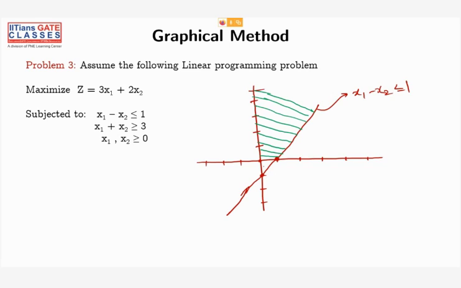And I am not shading in this region because this belongs to the fourth quadrant. If you shade in the fourth quadrant, your x2 point will be negative, which is not true, because it will go against your non-negative constraint.